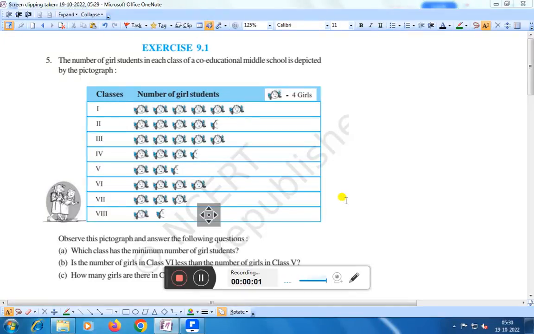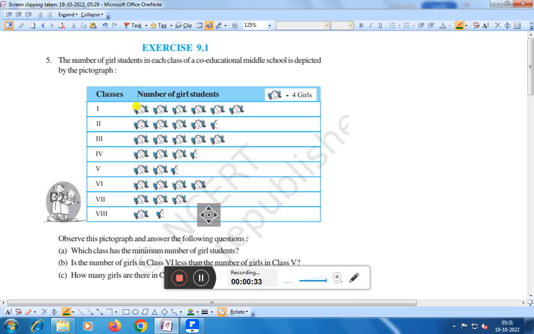Hello everyone. Today we shall discuss exercise 9.1 question number 5. The number of girl students in each class of a co-educational middle school is depicted by the pictograph. Here you see class 1, 2, 3, 4, 5, 6, 7 and 8. Here you have to remember that one picture represents four girls, right? That means here in class 1 how many girls are there?